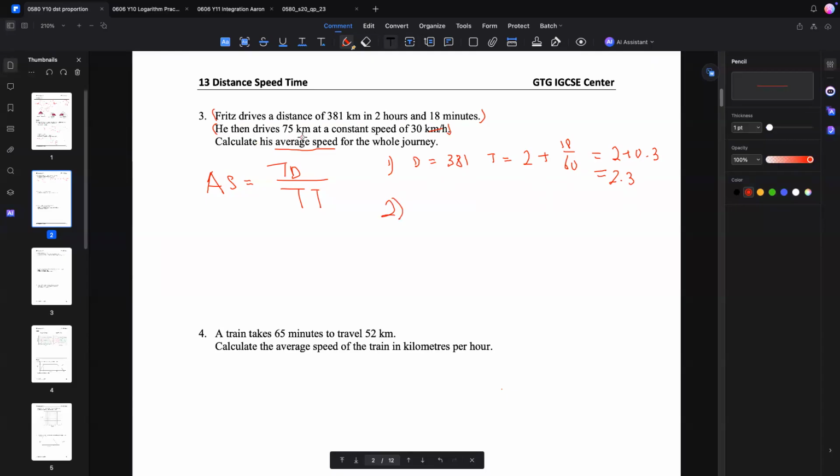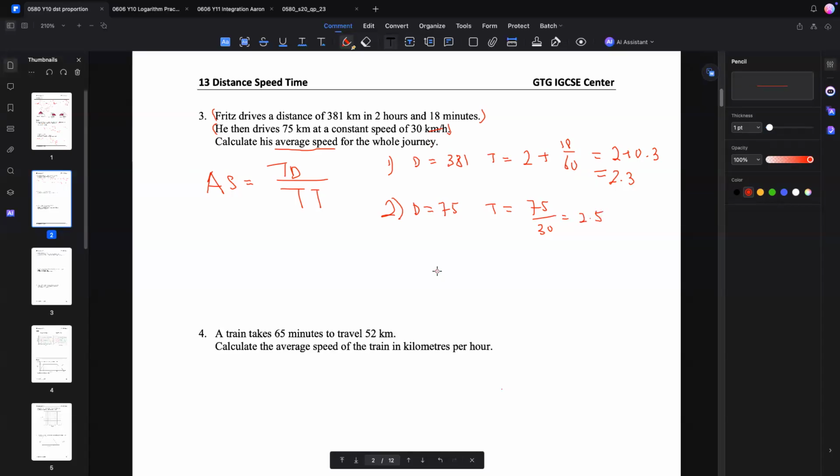We got our distance here, which is 75. But do we have our time? We don't. We got speed. So how do we change the speed into time? It would be 75 divided by 30. Yes. We get 2.5.